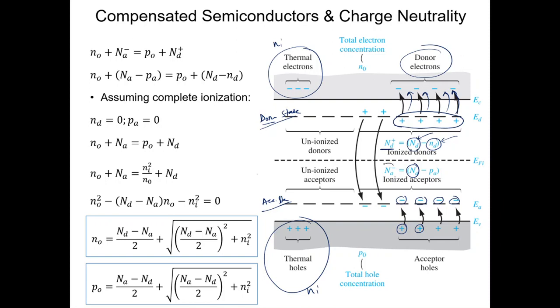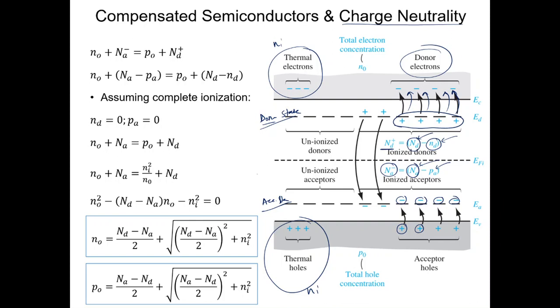Similarly, the total negative charge in the system because of the acceptor states is Na, where Na is the total acceptor states, minus small pa, where pa is the number of acceptor states which are not ionized. So if we write down the charge neutrality equation, charge neutrality means any system must be charge neutral. That's the fundamental law. So if a system has to be charge neutral, you have to equate all negative charges with all positive charges. Now what are these negative charges?